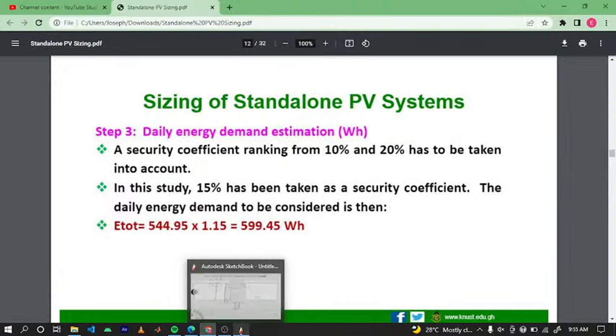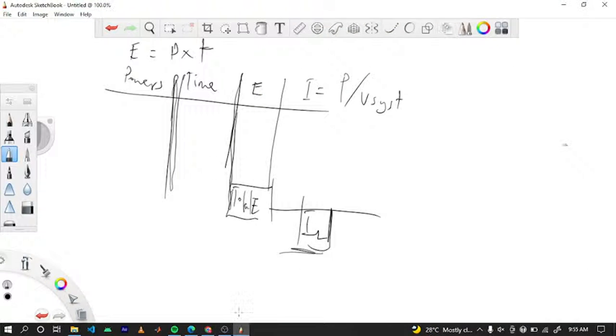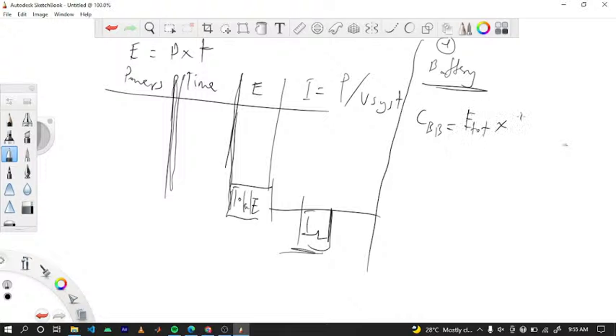Now we find daily energy demand, and come and size our battery. So to size our battery, we have to find the battery bank capacity. That is given by the total energy we found over the number of days of autonomy of the battery times battery efficiency times depth of discharge of the battery.